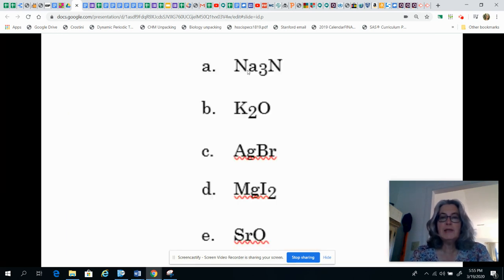We don't do anything with the 3. The cation, the positive ion, is sodium. The anion, the negative ion, is nitride. We just name the 2 ions, sodium nitride.